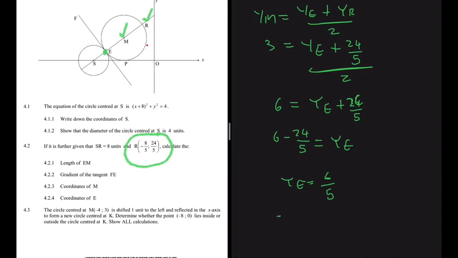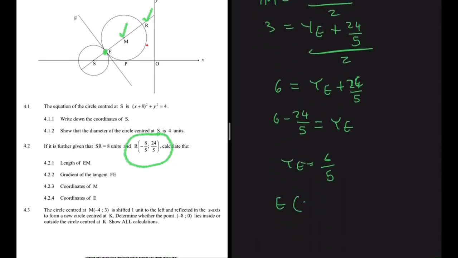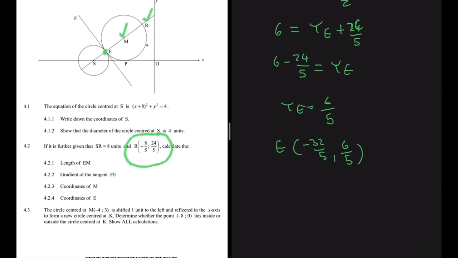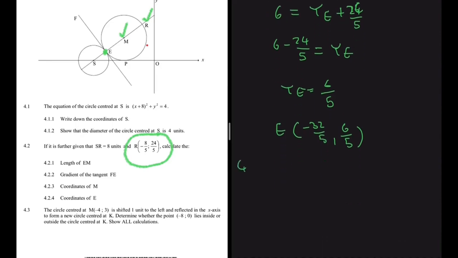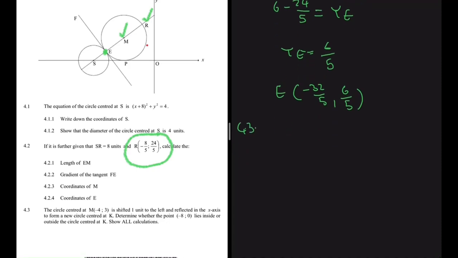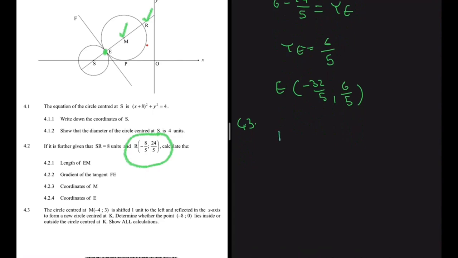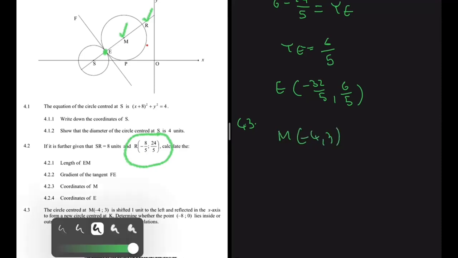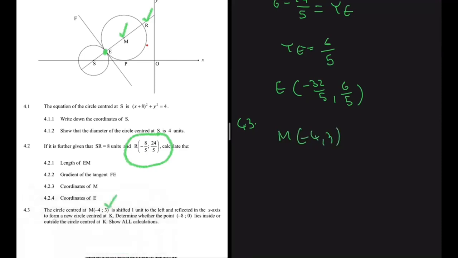So now we have E having coordinates minus 32 divided by 5 and 6 divided by 5. And there we go. Let's do 4.3. 4.3 says the circle centered at M, right? Circle centered at M. So we have M being minus 4 and 3. And then now on 4.3, they've given you the coordinates of M.